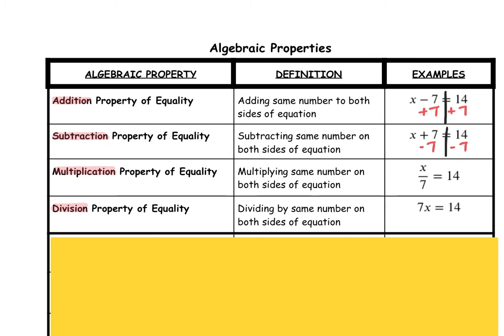Multiplication property of equality means that you would have to multiply both sides by the same number. For example, in this equation, you would have to multiply both sides by 7. And then lastly, the division property of equality is when we divide both sides by the same number to get rid of a number on the side with the variable. So those are the first few properties of equalities.